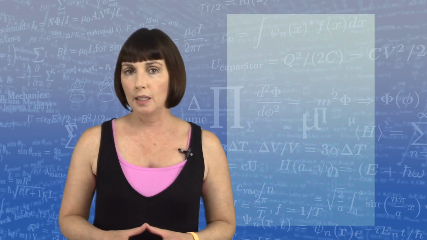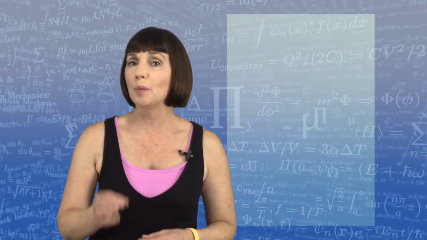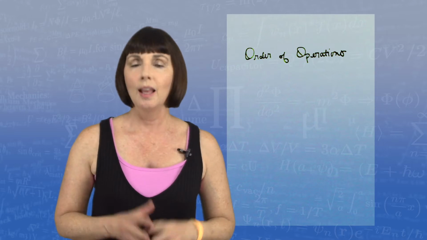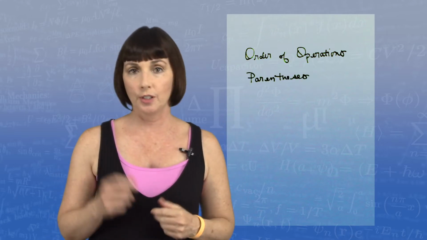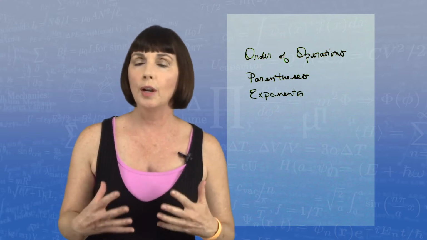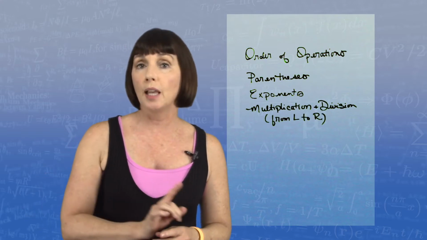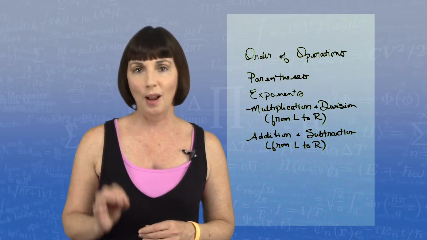When doing arithmetic, there is a hierarchy of operations that you need to follow to make sure you get the right answer. That hierarchy is called order of operations. And this is the order. You do everything in parentheses first. Then you do all your exponents. Then you do multiplication and division from left to right. Then you do addition and subtraction from left to right.